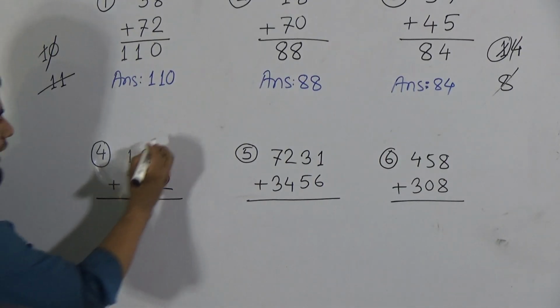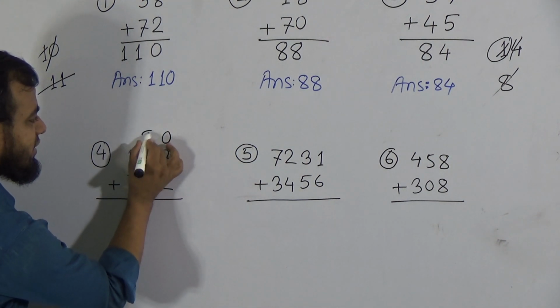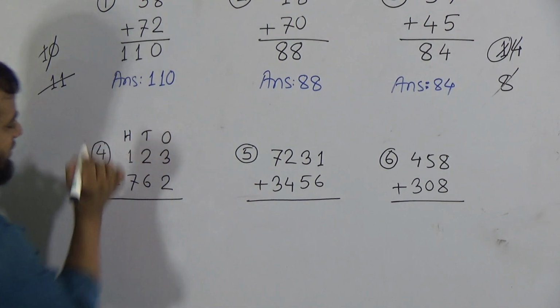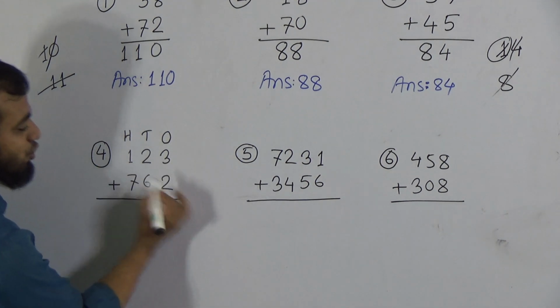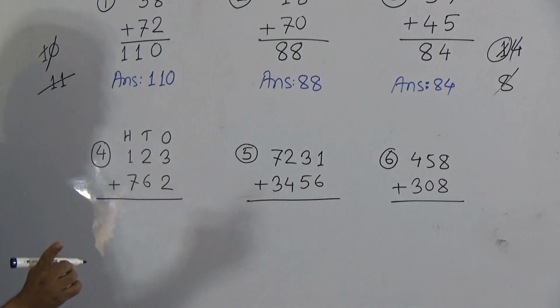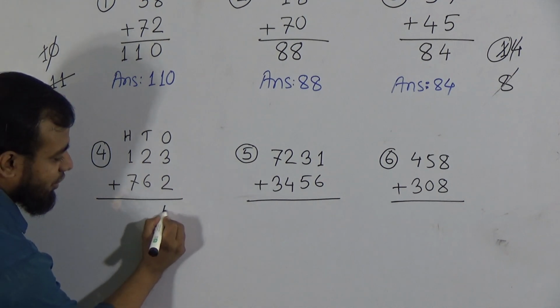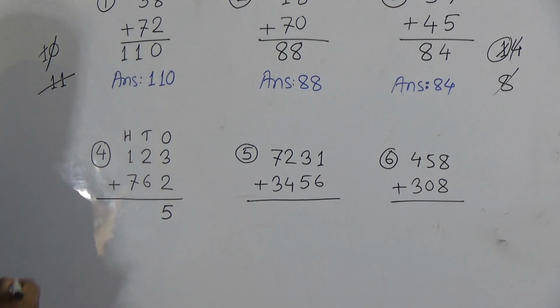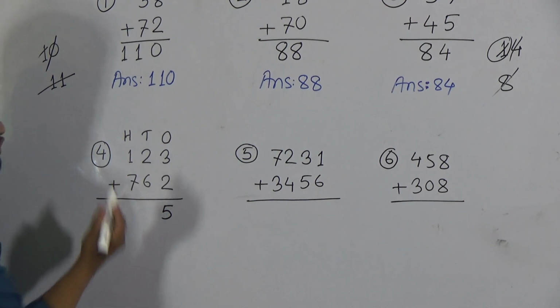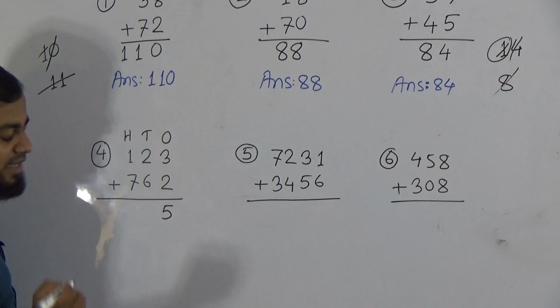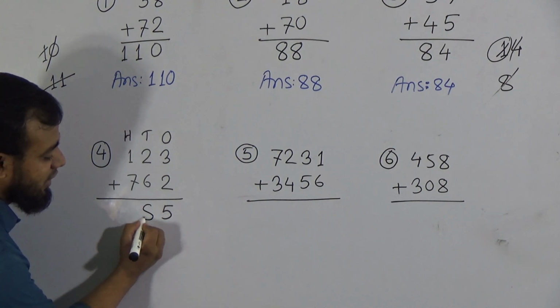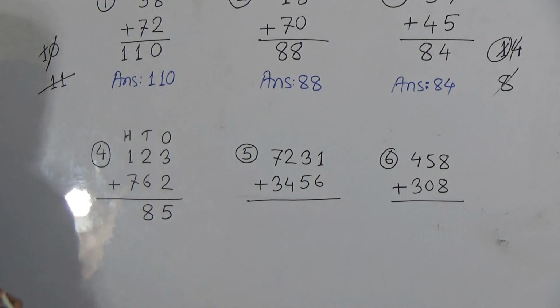First of all, identify the place value. Ones place, tens place, hundreds place. Now we should start from the right side. First of all, we should add 3 and 2. If we add 3 and 2, we'll have 5. 5 is a single digit number, we can write down directly here, okay? Then the tens place 2 and 6 need to be added. If we add 2 with 6, we'll get 8. 8 is again a single digit number, we can write down directly in the tens place the number 8.